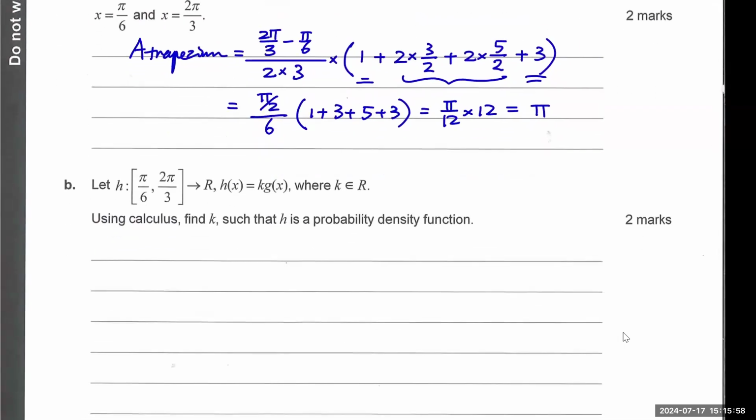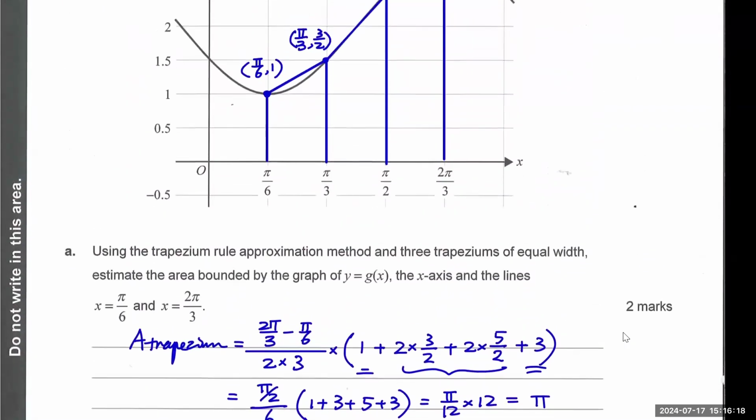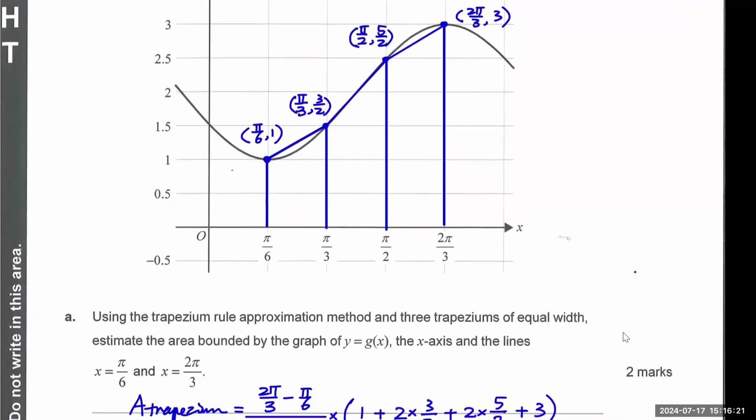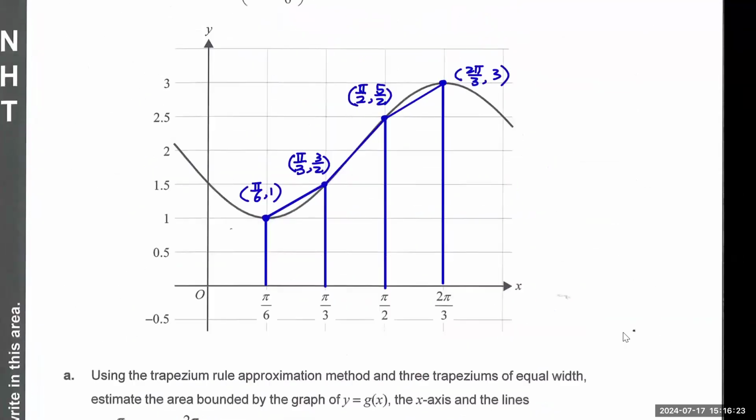Okay, part B. Let h be restricted over pi over 6 and 2 pi over 3, this domain. And h(x) is a dilation of g(x). Using calculus, find k such that h is a probability density function. The question says using calculus, but only 2 marks.